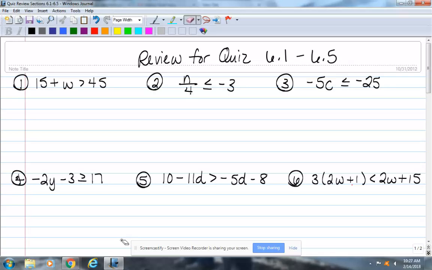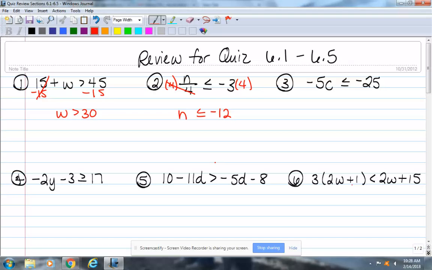All right, so number one, how would we solve that for W? Subtract 15 on both sides. So that gives us W is greater than what? 30. And that's all you do to that one. Any questions about number one? So you've got a lot of really simple ones like these as well. So number two, n divided by 4 is less than or equal to negative 3. So how do I solve that for n? Multiply by 4 on each side. So n is less than or equal to what? Negative 12. Was I supposed to flip my sign there? No, because I multiplied by a positive 4 on both sides.